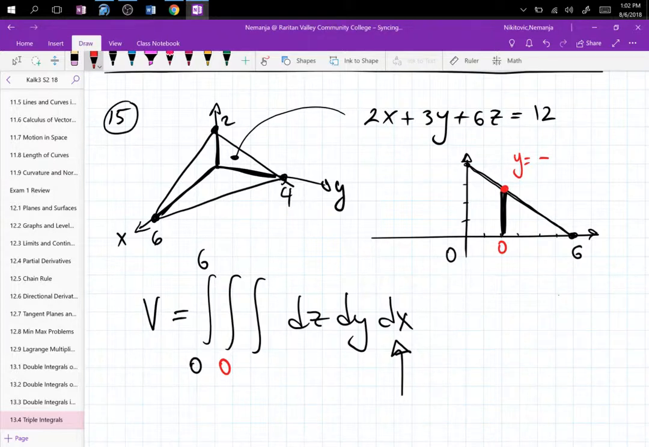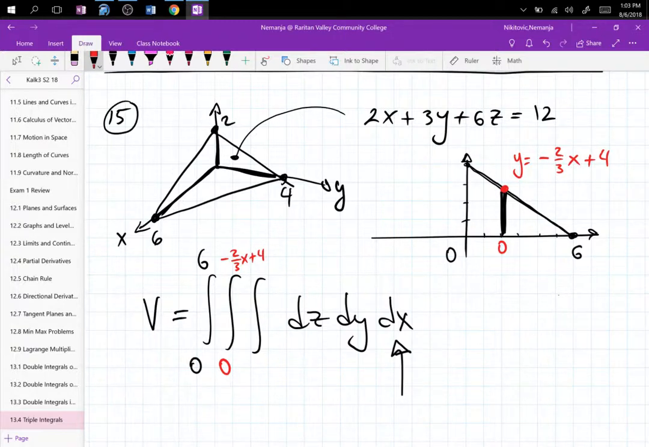Rise over run, that's 4 over 6, which is 2/3. X plus the y-intercept is 4. So your upper limit is negative 2/3 x plus 4. And there is no way to get that anywhere else. All right, you're looking at this thing, and you draw the domain.